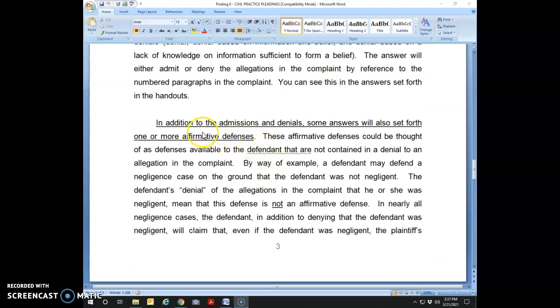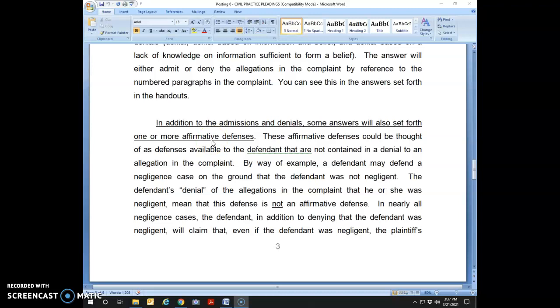Now, in addition to the denials, some answers are going to contain what's known as an affirmative defense. And an affirmative defense is a defense that just isn't reflected in the denial itself to the allegation in a complaint. For example, the complaint alleges negligence in a certain paragraph, and on behalf of the defendant, we deny it. That's certainly going to be a defense, but it's not going to be an affirmative defense. An affirmative defense is a defense then that, if you will, transcends or is greater than or other than, different from the scope of a denial.